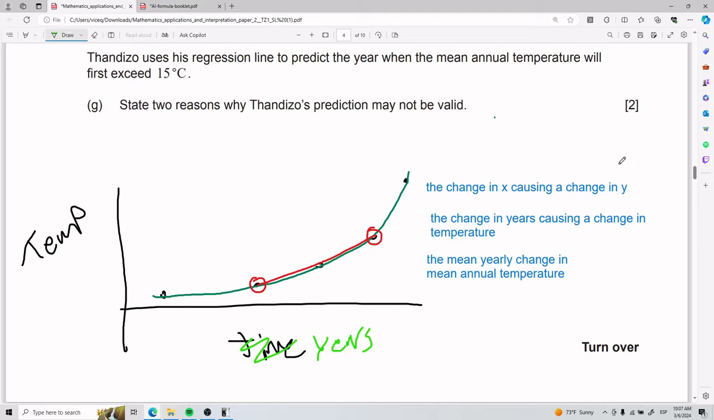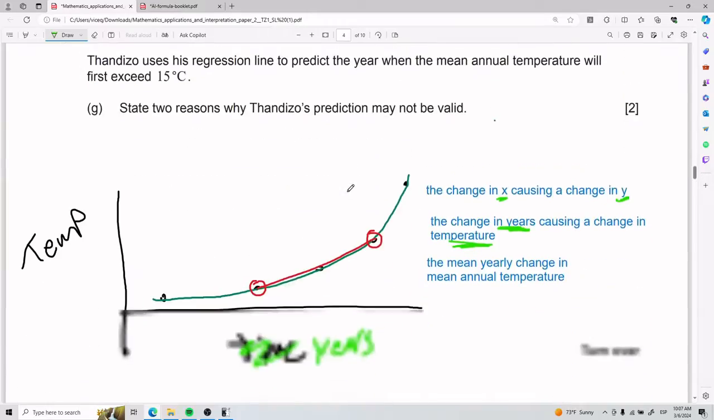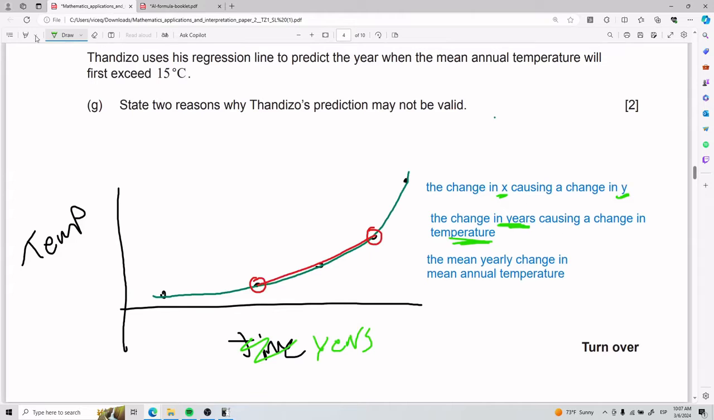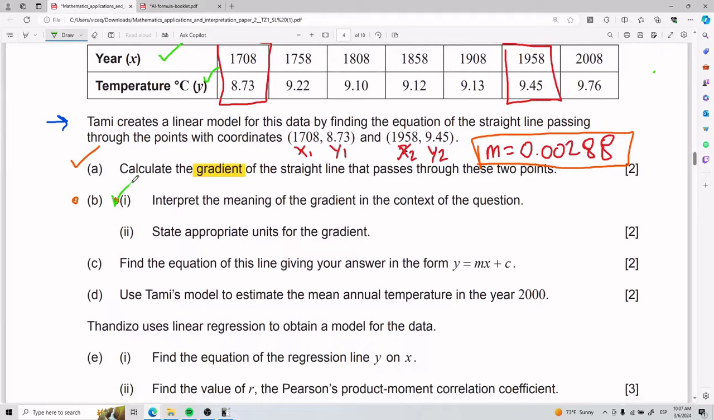All right, so I just want to show this a little bit more intuitively. You're always going to be expressing x and then y. X was years, y was temperature. And then we plug in the buzzwords that they said, mean yearly, mean annual. So that is just a more thorough way to put it. All right, that is for part I.